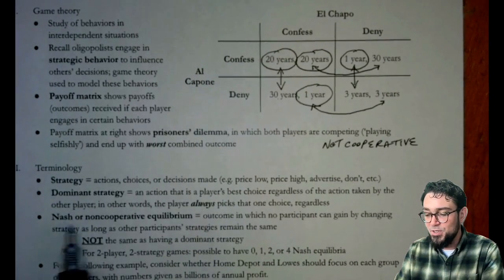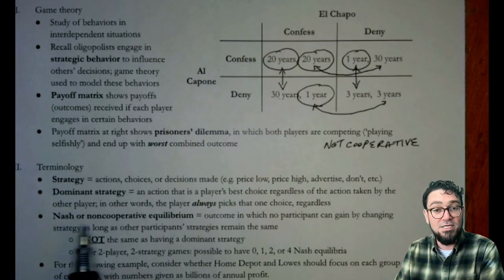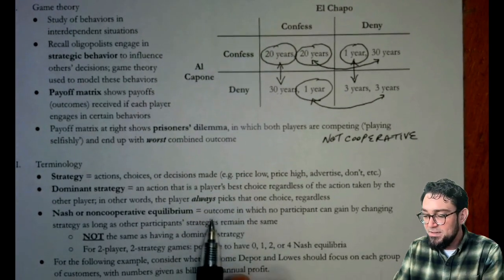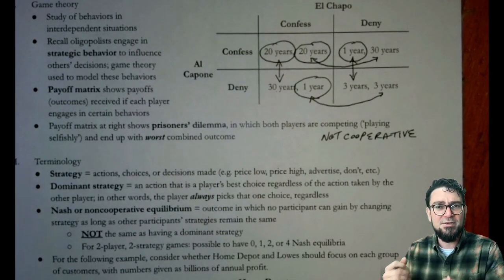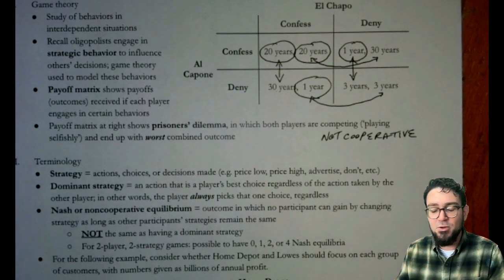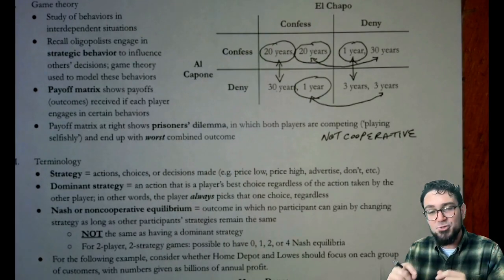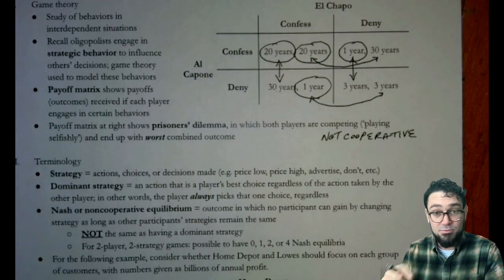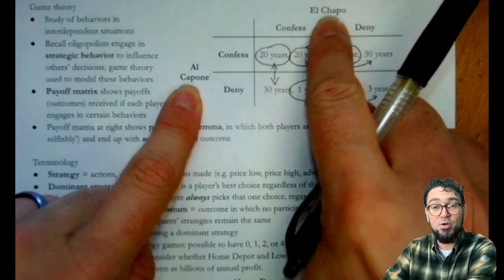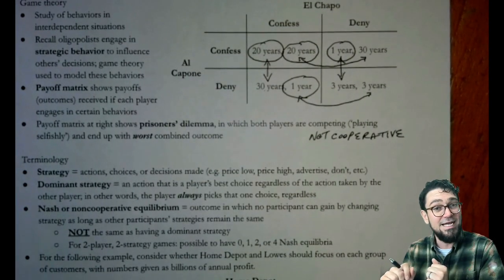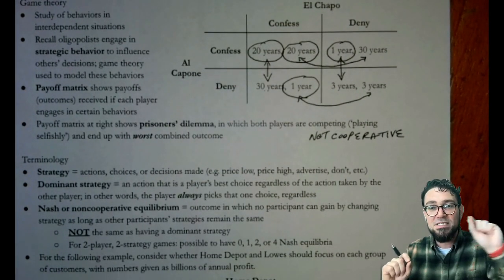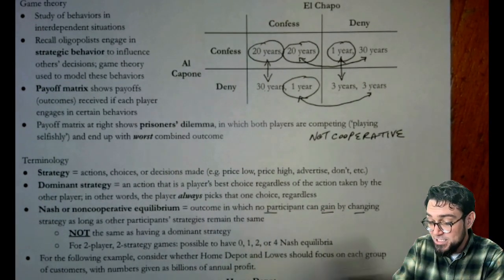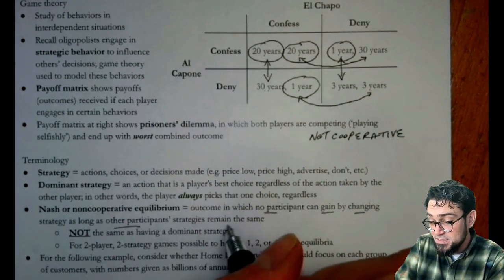Now, the Nash equilibrium is just the same name for it, right? So sometimes you'll see it called a Nash or a non-cooperative. It's just the same name. The guy who came up with it was John Nash. And this outcome has a little bit more of a technical definition than just the outcome where they end up if they don't cooperate. It is that, but it's actually an outcome where neither one of the two players, neither Al Capone or El Chapo, will change what they're deciding to do unless the other one simultaneously changes. In other words, no participant can gain by changing as long as the others stay the same.